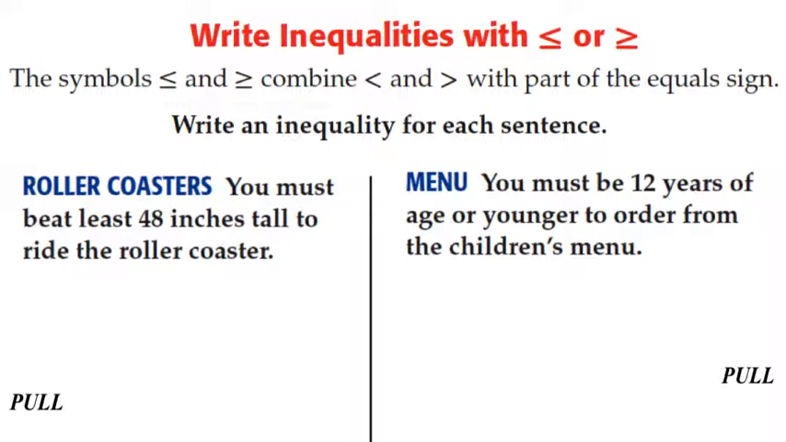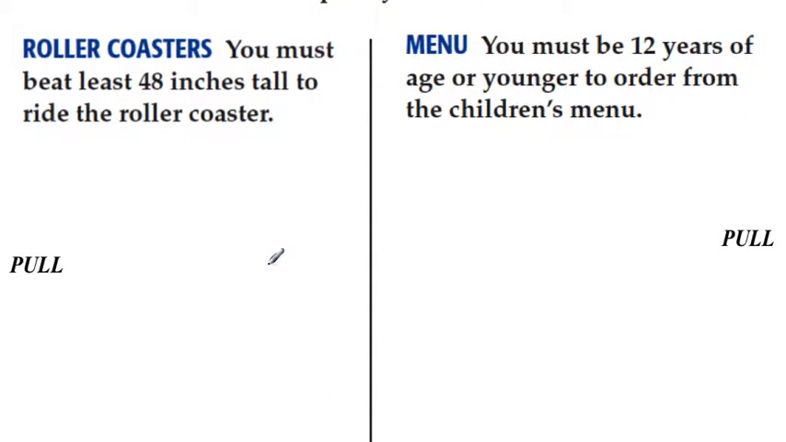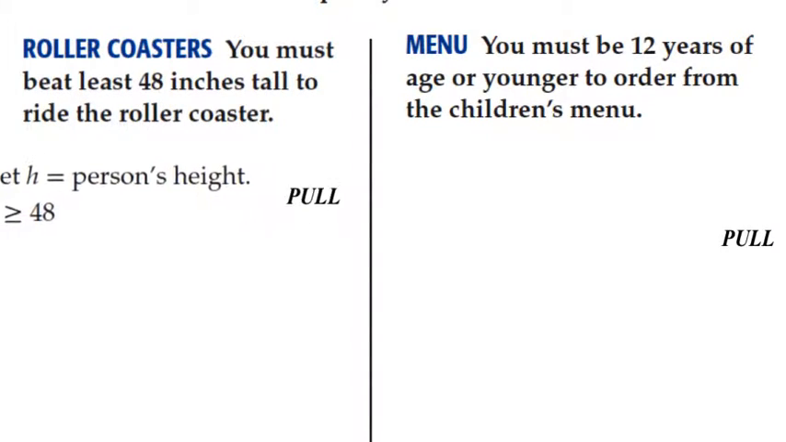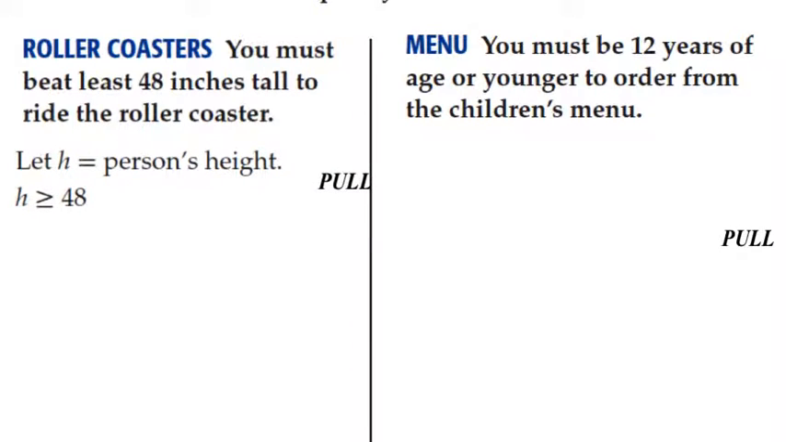So what about with less than or equal to or greater than or equal to? Basically, those combine your less than and greater than with the possibility of being equal to a quantity. So here are some examples. The first example is from roller coasters. You must be at least 48 inches tall to ride the roller coaster. So at least means 48 or more. So 48 is a valid height to ride the roller coaster. So your height must be greater than or equal to 48.